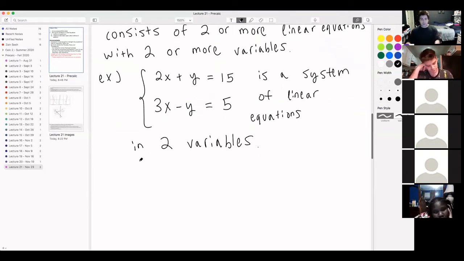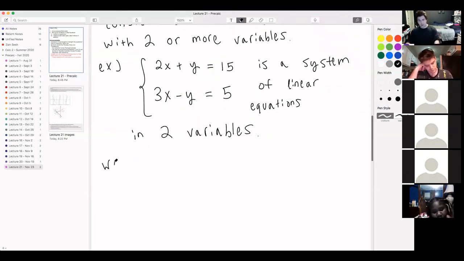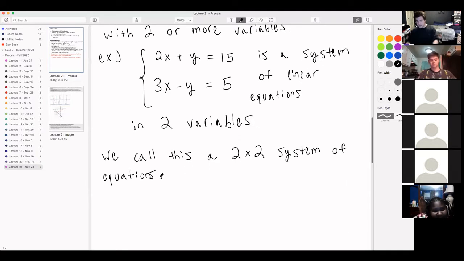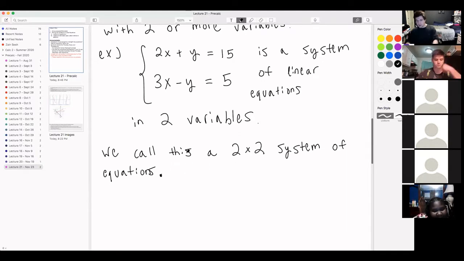Okay, and we have a special name for this type. We call this a 2x2 system of equations. You write it as 2 times 2, but you read it aloud as 2x2. Okay, and what are we going to do with these things? We're going to be interested in solving them.